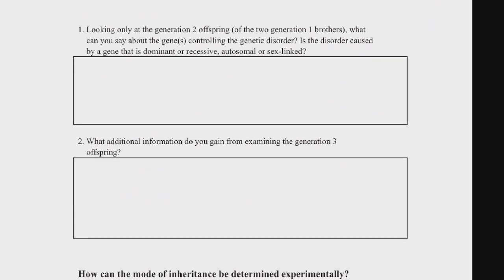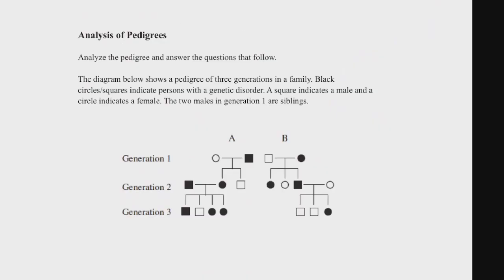Looking at the generation 2 offspring of the 2 generation 1 brothers, what can you say about the genes controlling the genetic disorder? Is the disorder caused by a gene that is dominant or recessive, autosomal or sex-linked? And then, what additional information do you gain from examining generation 3's offspring?